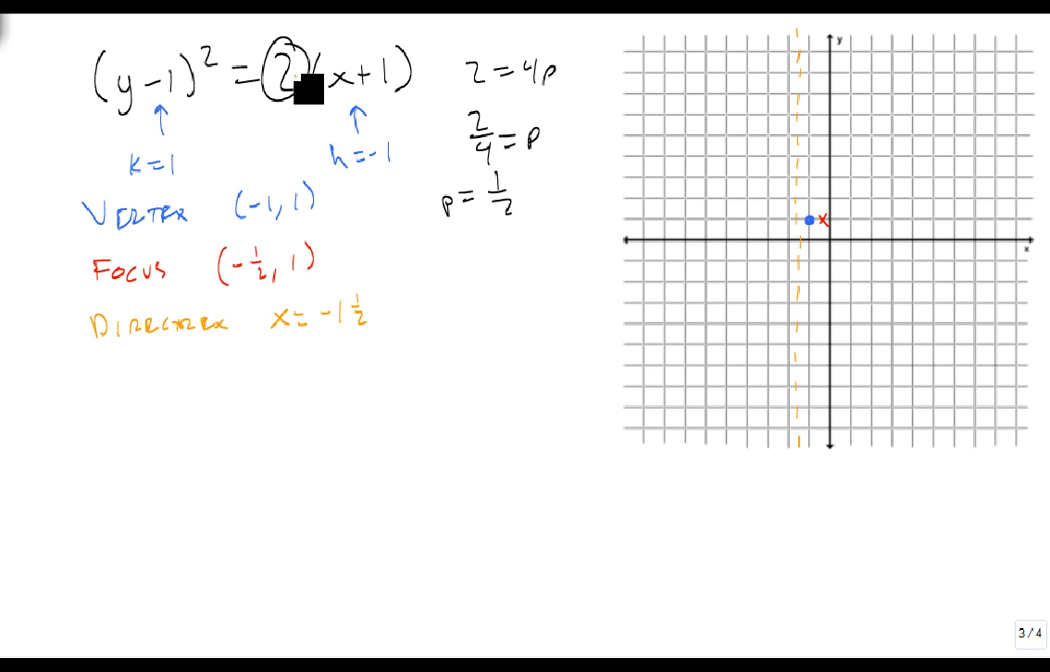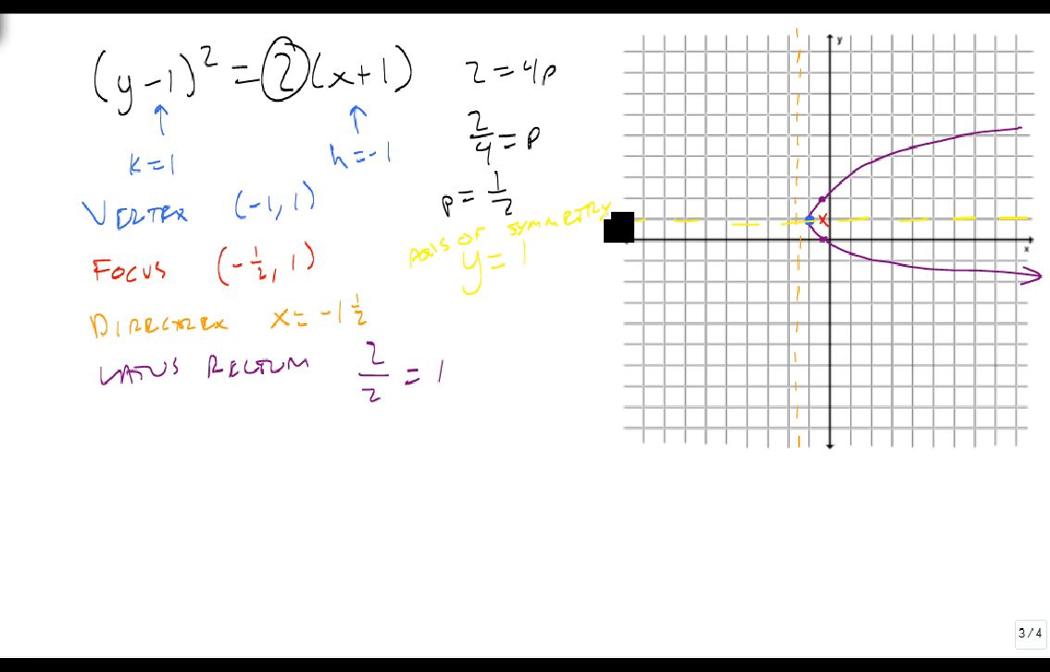Our latus rectum, take the 2, cut it in half, and that gives us 1, so we go up 1 from the focus and down 1 from the focus, and we get a parabola that's pretty tight and narrow, and taking off like that with an axis of symmetry about this line right here. So the axis of symmetry is the y equals 1 line. And we successfully graphed a translated parabola.